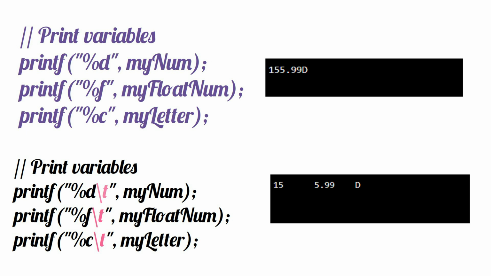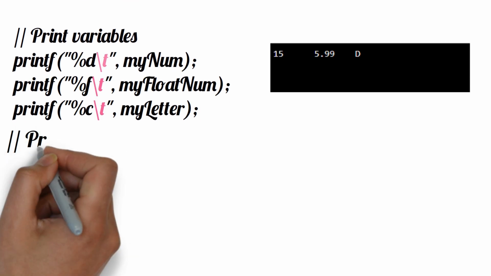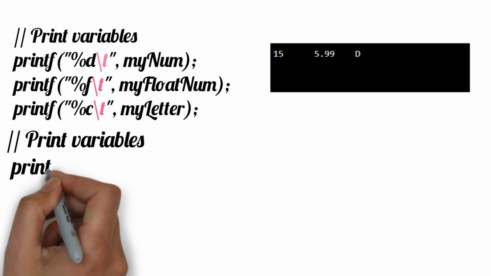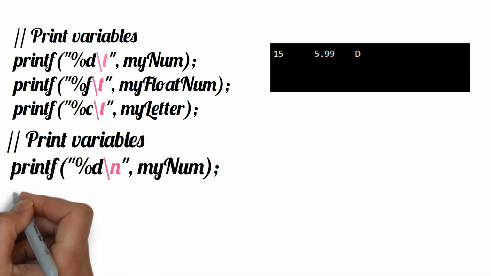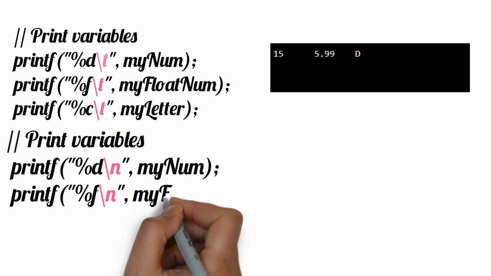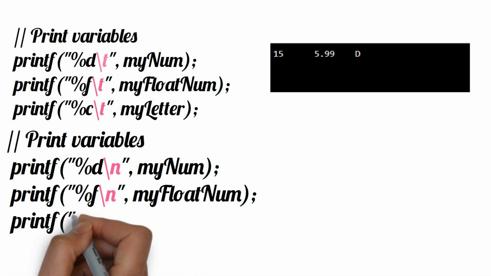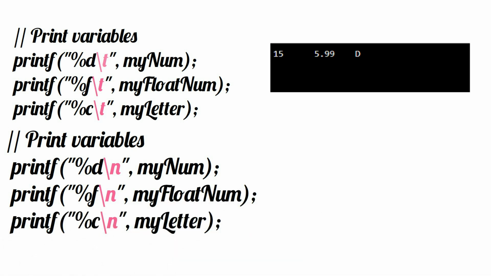Now, if you want to print on the next line, then instead of \t, we need to introduce \n. So I'm changing this to \n for all three print statements. And if I run this, this is the output.